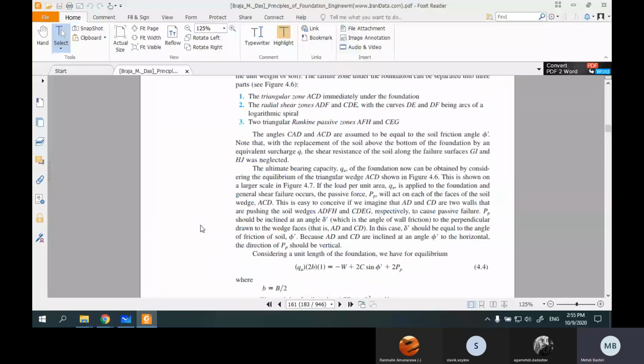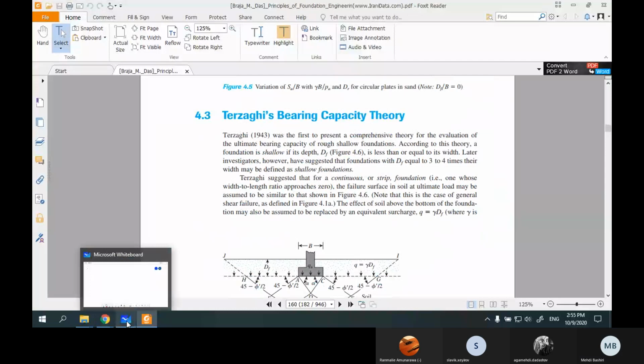Okay. One of the common theories in foundation engineering is the theory of bearing capacity. We have different capacities. One of them is bearing capacity. For example, we have frictional capacity, but in foundation we mainly work with bearing capacity.